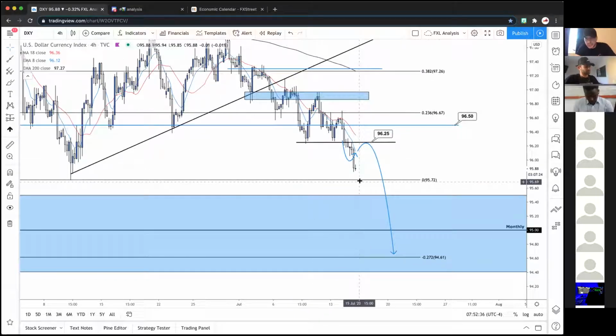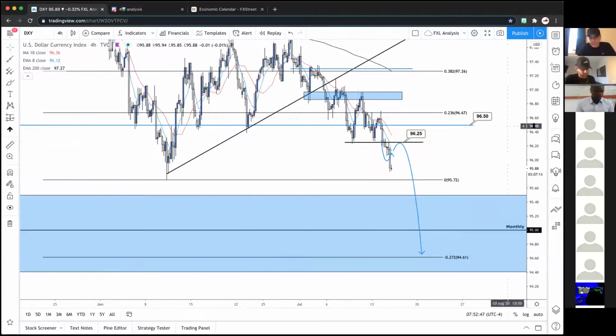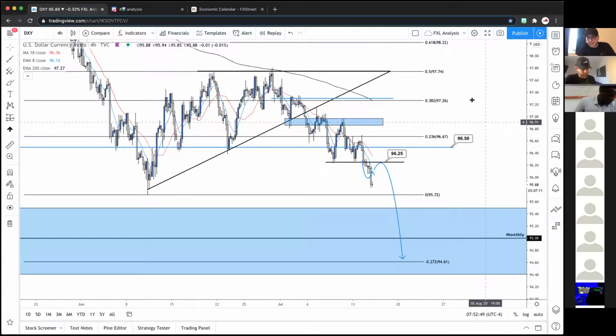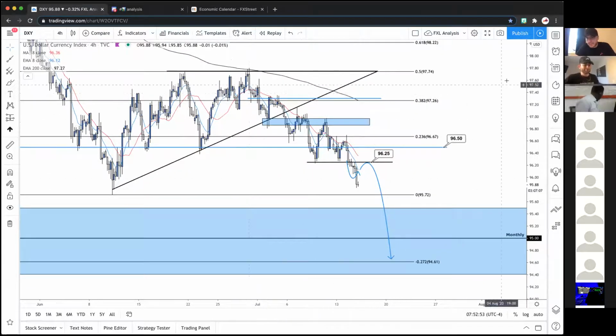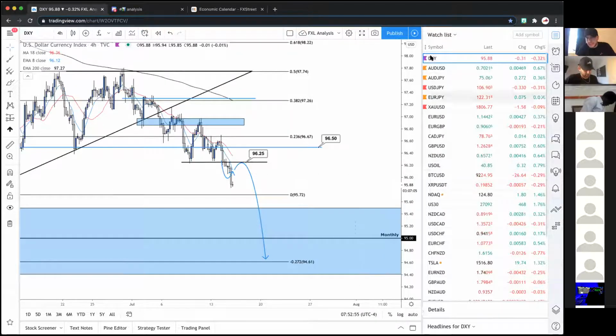Right now we're looking to get down towards this 0% handle around 95.75, and then potentially lower down towards our monthly. So we're definitely short-term bearish on DXY. Not looking that great for it. All right, so that's a quick analysis on DXY. Bearish as hell, looking for that continuation to the downside.